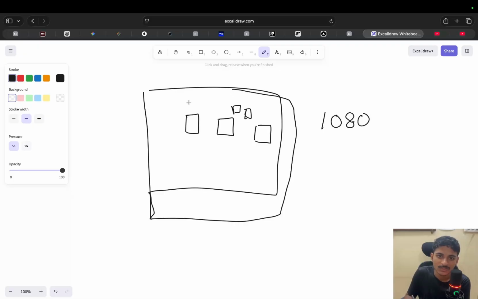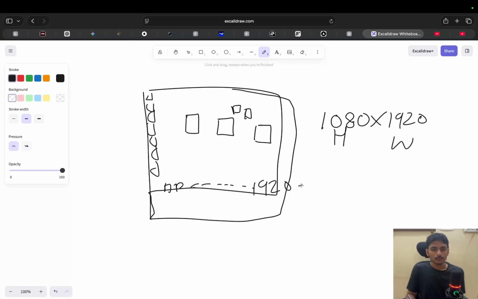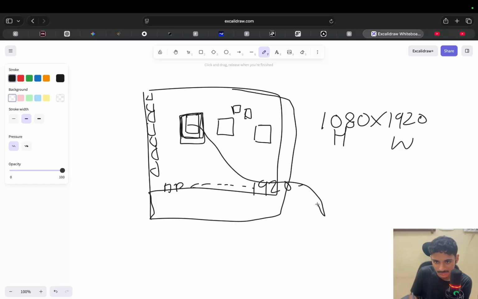So when you mean 1080, that means there were 1080 pixels lined up right here in the height. And if you mean 1920 here, this is height by width ratio, there were 1920 pixels right here. So now each pixel is the smallest amount of data present here. Let's take the pixel.